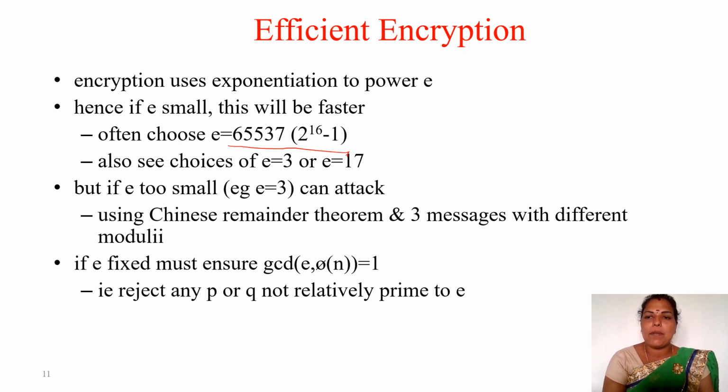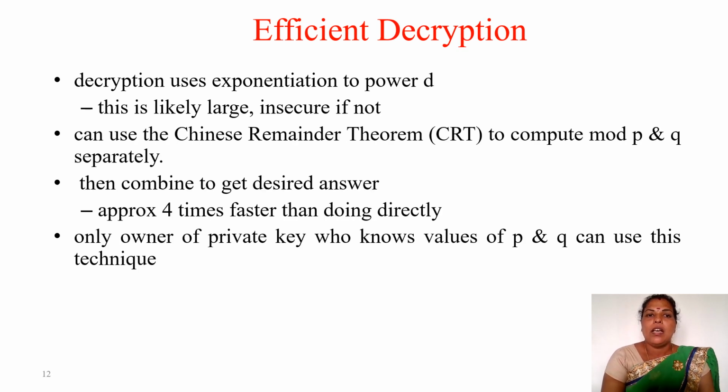Next is the decryption process. It is also an efficient decryption process. Decryption also uses exponentiation, to the power d. That is, we perform m equal to c power d mod n.